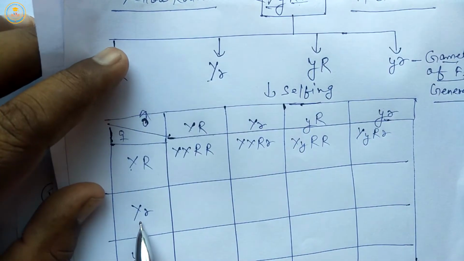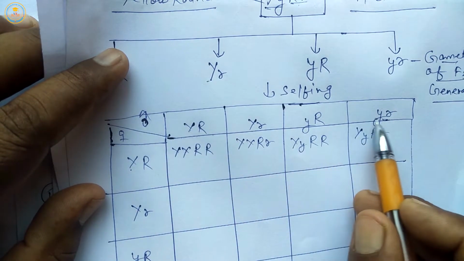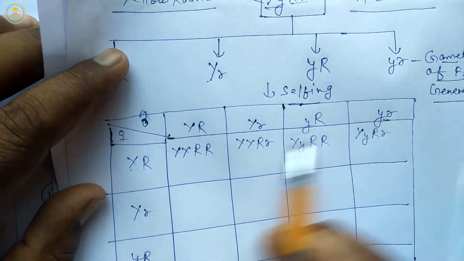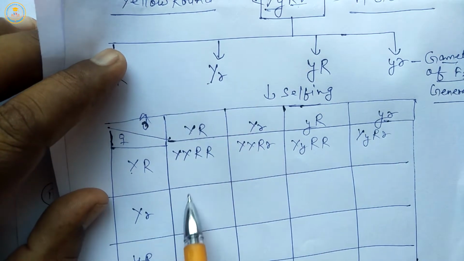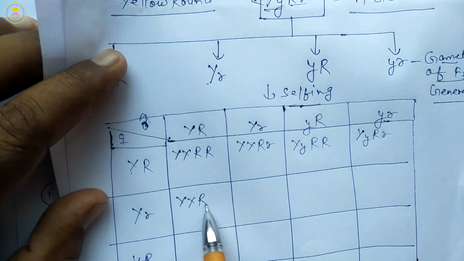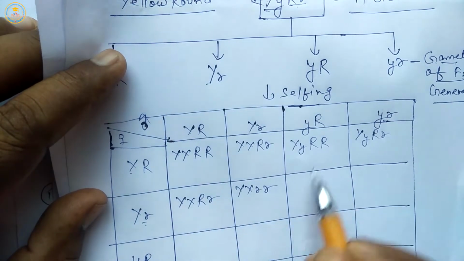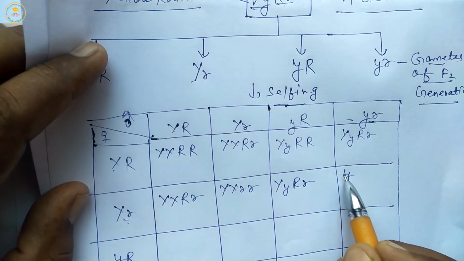Second, the second gametes cross each other. It means the male's 4 gametes, first capital Y, small r, cross with the 4, so it forms the first, second, third and fourth.